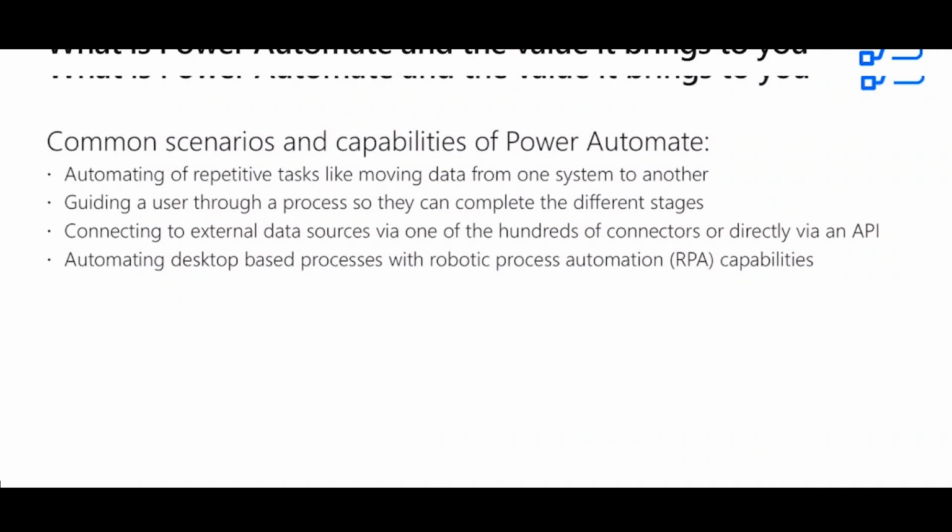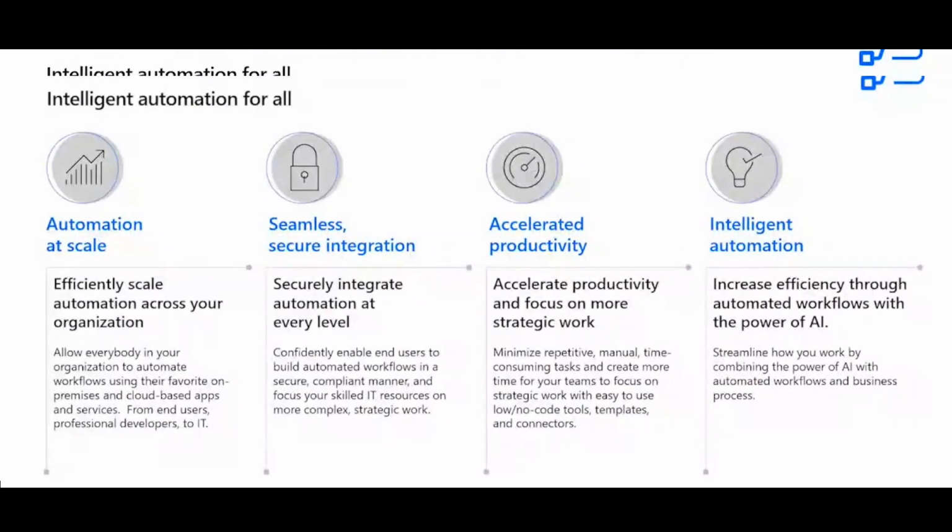So like automating repetitive tasks like moving data from one system to another, guiding a user through a process so they can complete the different stages, connecting to external data sources via one of the hundreds of connectors or directly via an API, and automating desktop-based processes with robotic process automation or RPA capabilities. Power Automate: intelligent automation for all.